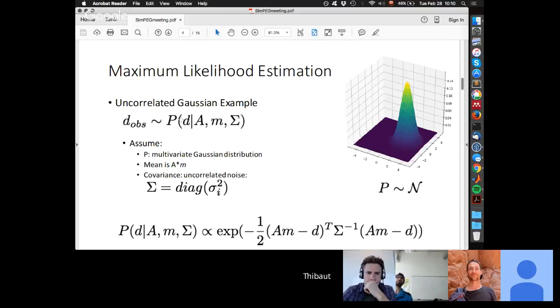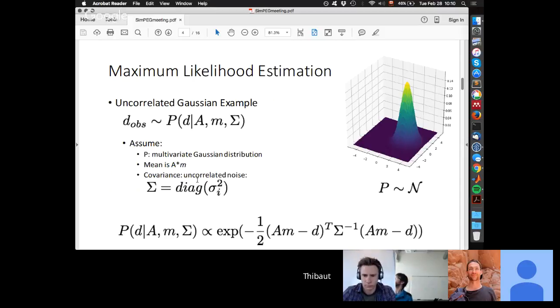It's like we have a realization, and assuming we know the distribution, what's the model that gives me the highest probability to get this data? Yep, that's another way to put it. So the bar here just means knowing A, knowing M, and knowing sigma.